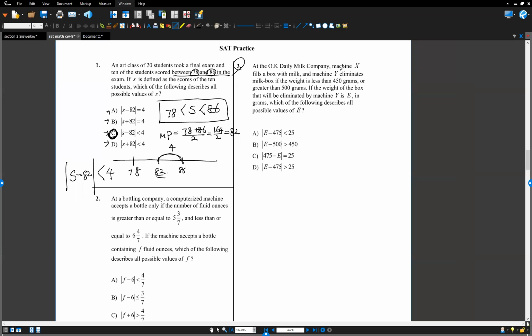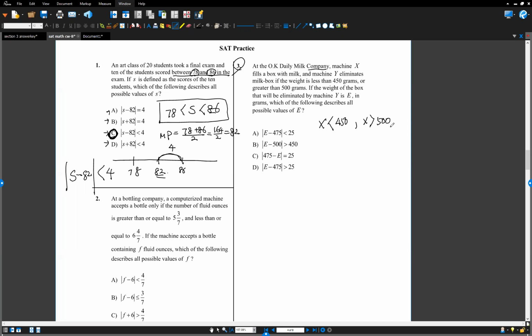So we have a big company. Machine X fills the box with milk. Machine Y is lemonade. If the box amount is less than 450 grams, the customer will complain, right? That's too small an amount in the box. Everybody will complain. But if X is greater than 500, now the company will lose money. So that's why we eliminate.